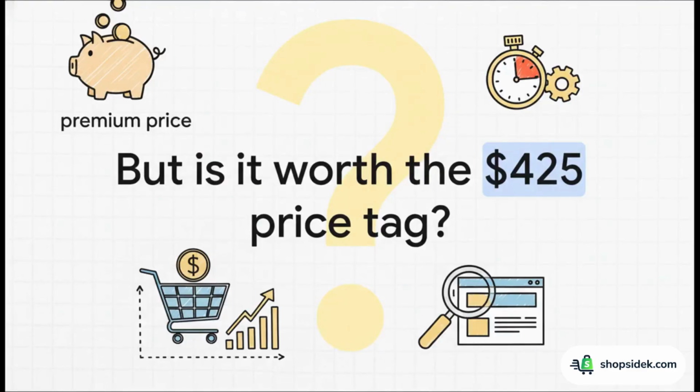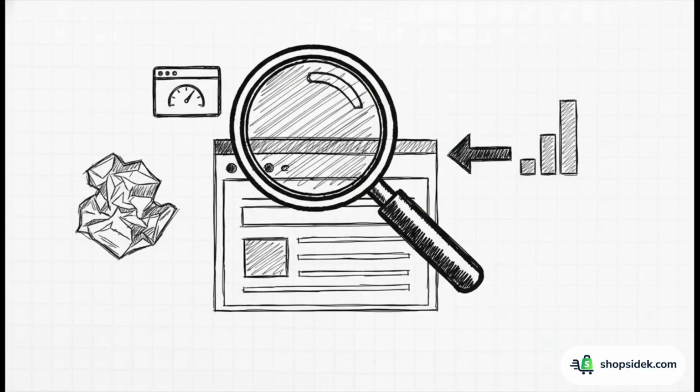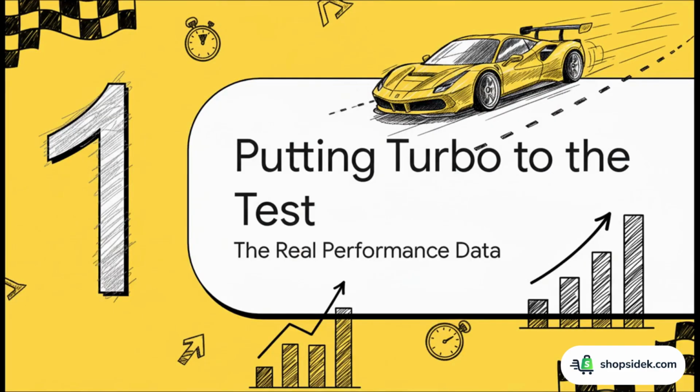But you know, a Ferrari doesn't come cheap, and neither does Turbo. So that leads us to the one question that really matters, the reason we're all here. At $425, is this theme actually worth your money? To figure that out, we're not just going to listen to the marketing hype. No way. We decided to put the claims to the test ourselves. We took their official demo store and ran it through Google PageSpeed Insights to see what the real data says. So, how did this so-called Ferrari actually perform when the rubber hit the road? Let's dive into the actual performance data.